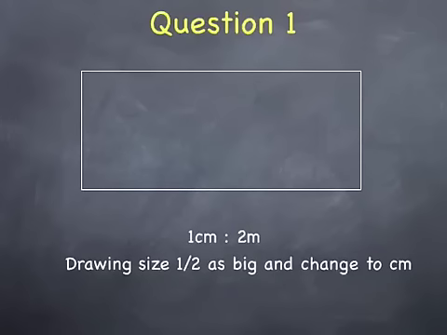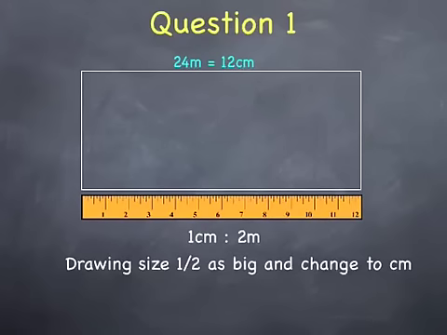Alright, so there's the tennis court, the outer extremities of the tennis court. And it was 24 metres was the number given for the length. And so if you halve it, you get 12 and change it to centimetres. So in your drawing, it should be 12 centimetres long. Okay, so make sure it's 12. And the width would be 11 metres in real life. So we halve it and get 5.5, change it to centimetres.